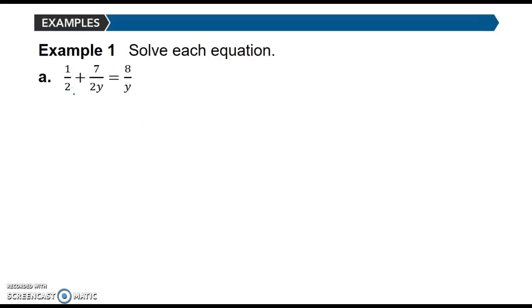The first example is 1 divided by 2 plus 7 divided by 2y equals 8 divided by y. The denominators are written in their simplified form. No factoring is needed. The restrictions on the variable come from what makes each denominator 0. So the 2 obviously can't be 0. 2y is equal to 0. When we divide each side by 2, we get y is equal to 0. And then the third denominator is y equals 0. So the restriction is that y cannot be 0.